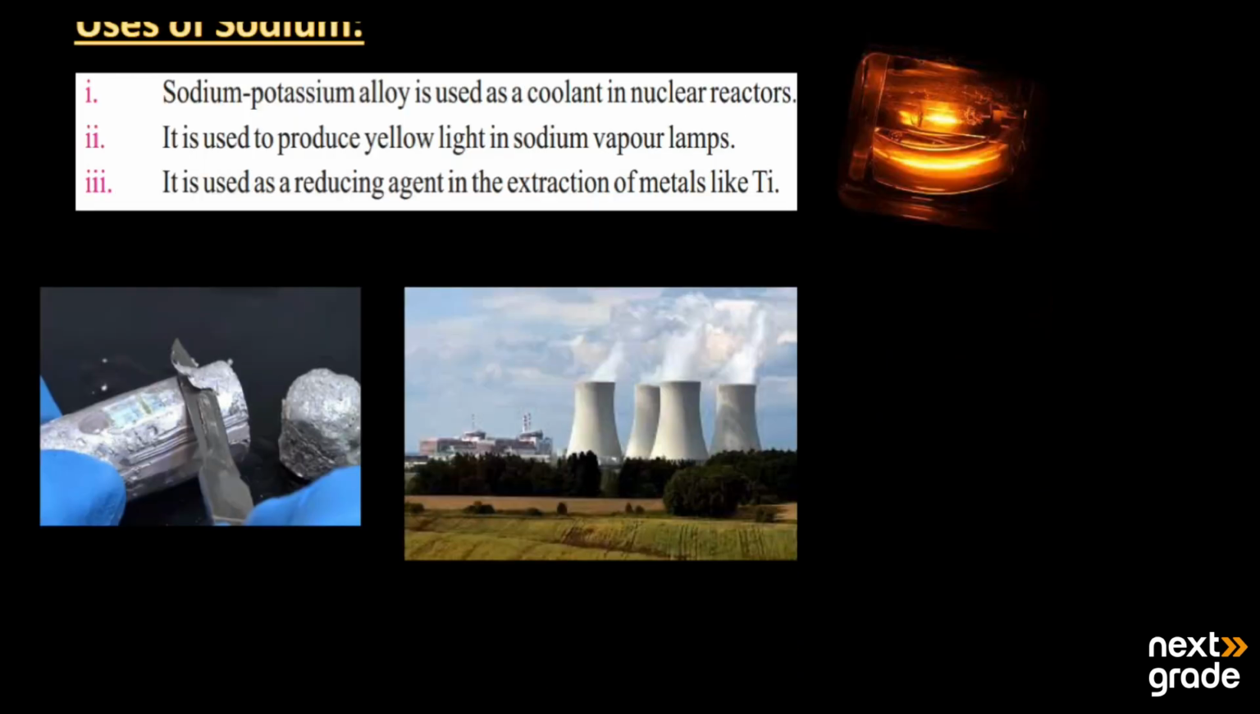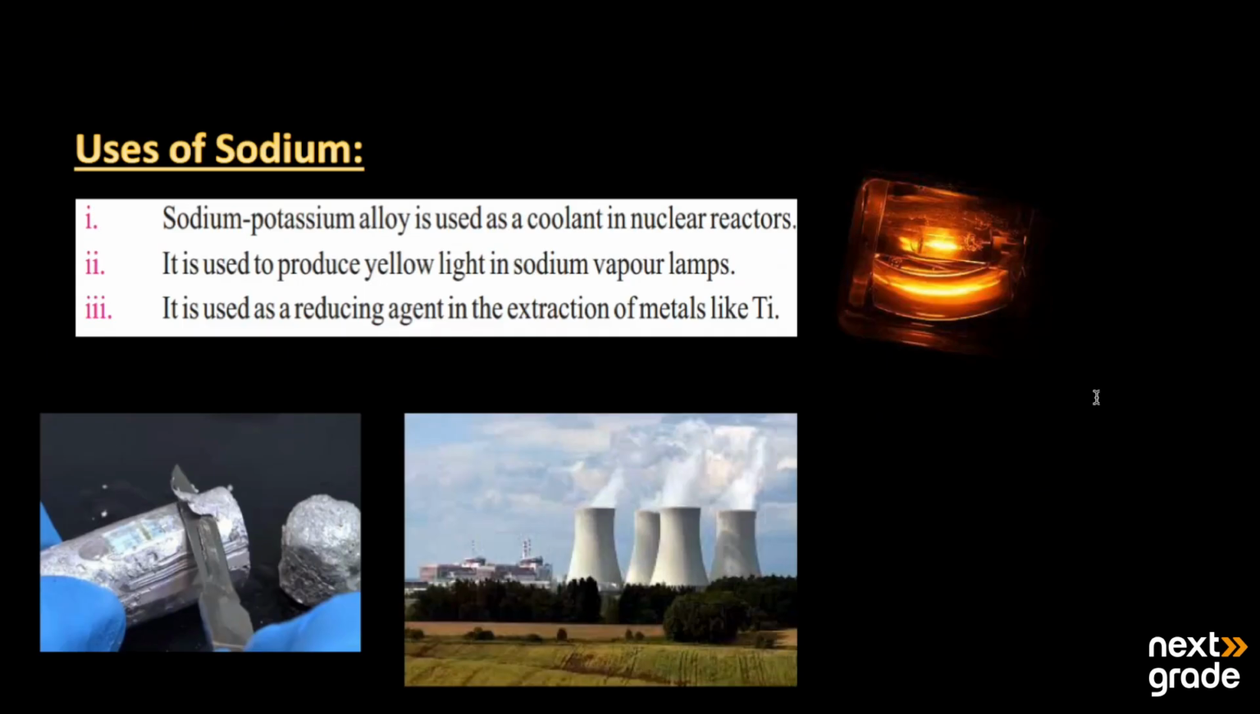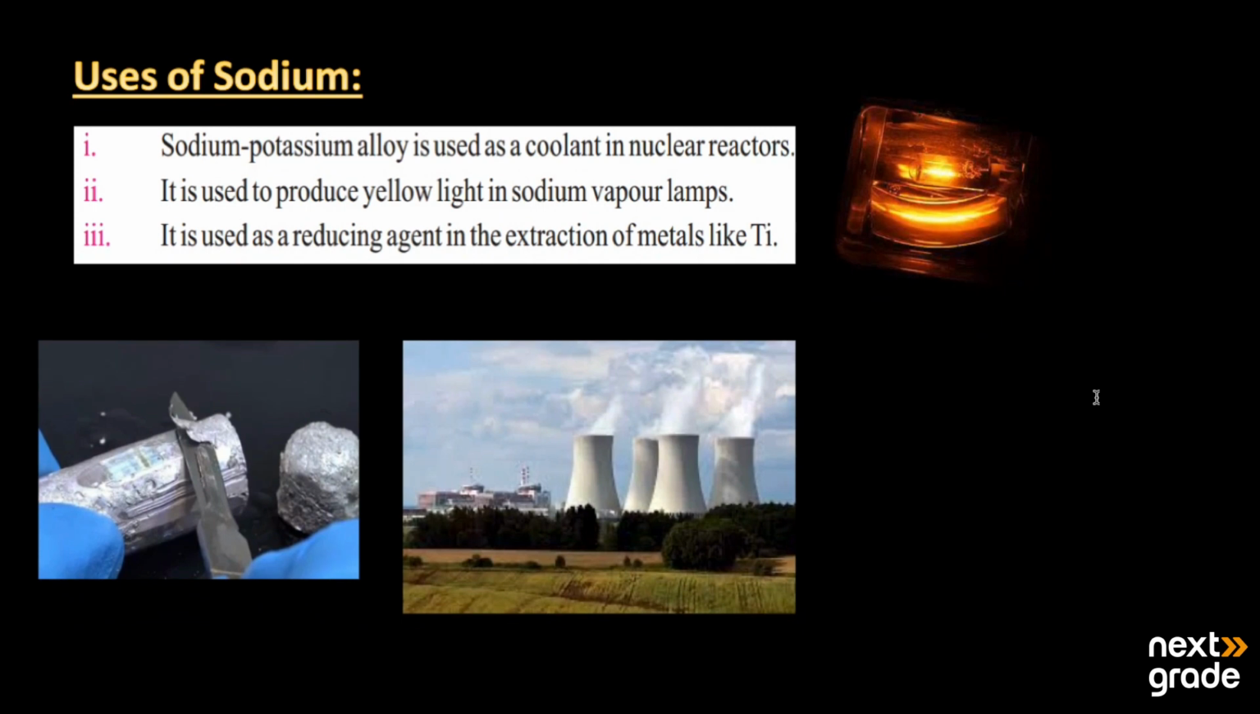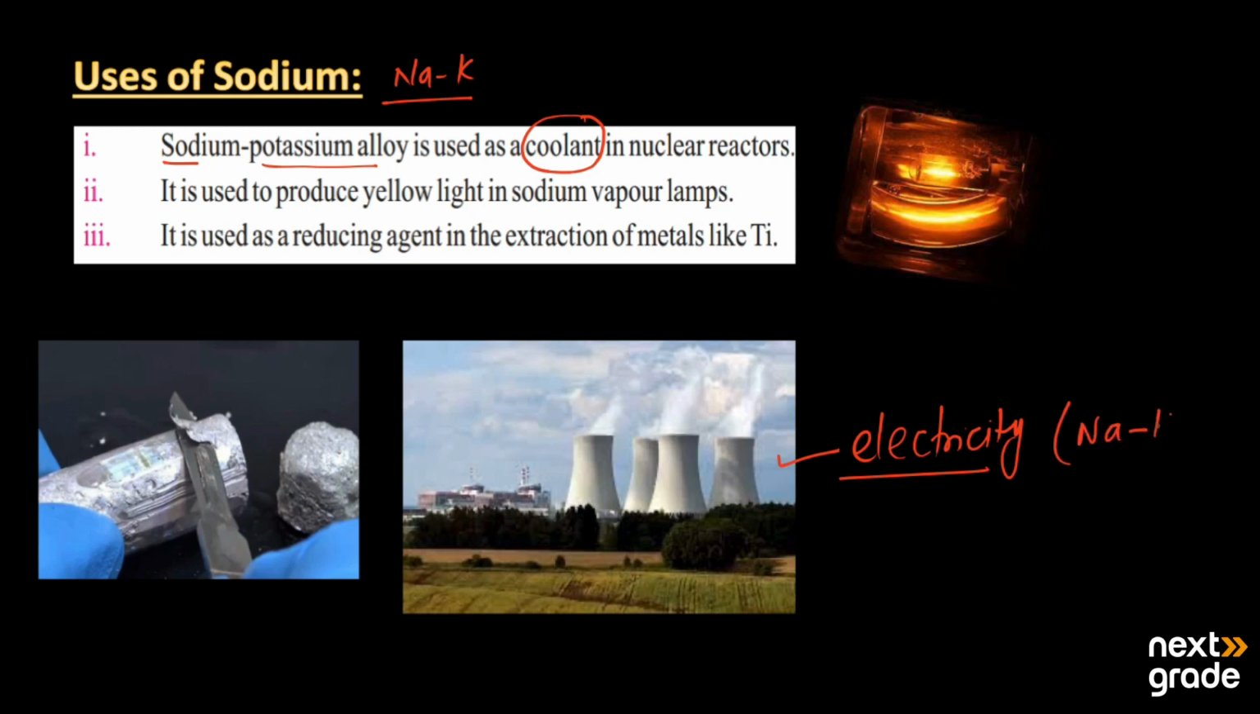The first metal which we have is sodium. Now what are the uses of sodium? First, it is used as an alloy with potassium. So we will discuss the sodium potassium alloy. This is used as a coolant in nuclear reactors. This is a picture of a simple nuclear reactor that produces electricity. Now the alloy which is made up of sodium and potassium, the main ingredient being potassium, is used as a coolant in this industry.